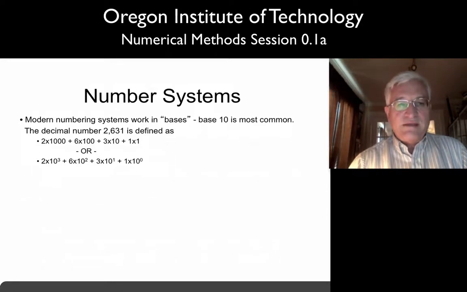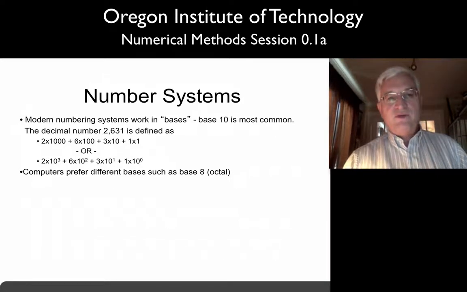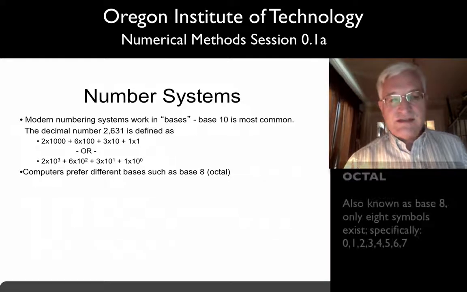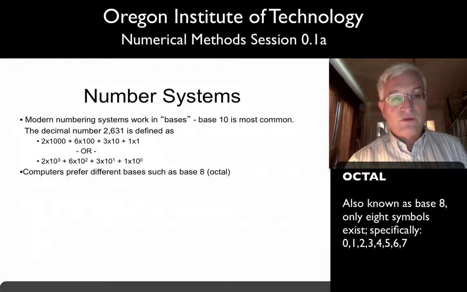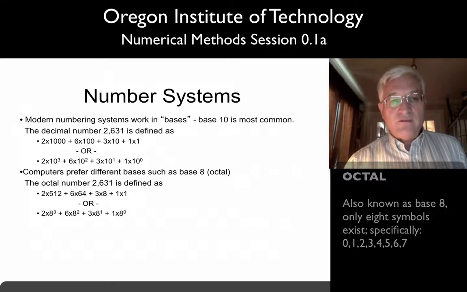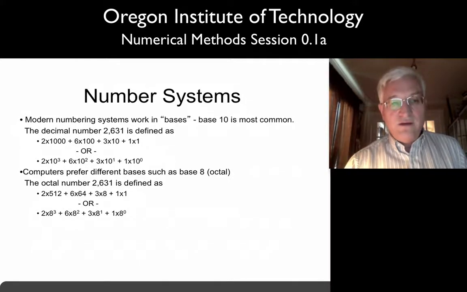Now, if you don't like base 10, maybe you want to go to something like base 8. I've said computers prefer different bases, such as base 8. Really, they work in base 2, which we'll get to in just a minute. But if you were sitting in base 8, you could write the number 2, 6, 3, 1 as groups of 8, just like we have done below. But that would not represent the same whole number as 2, 6, 3, 1 did in base 10. Those are completely different whole numbers described in different bases.